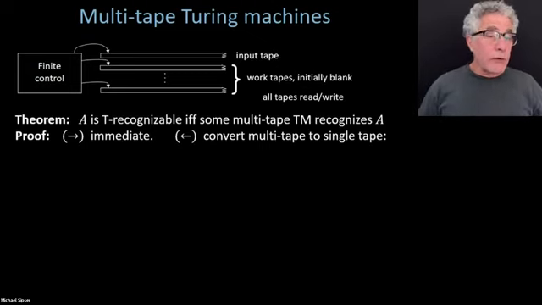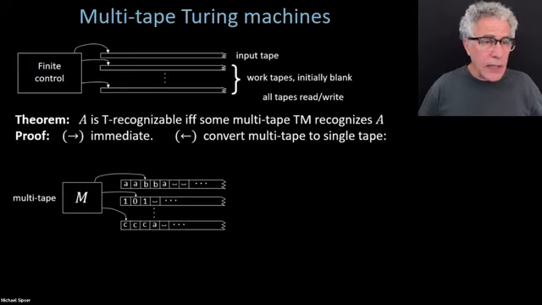But if we want to prove the reverse, then we're going to have to do some work. And the work is going to be showing how to convert a multi-tape Turing machine to a single-tape Turing machine. So if we have something that's recognized by a multi-tape Turing machine, it's still Turing recognizable. And what that means is that you can do it with a single-tape Turing machine. So we have to show how to do the conversion.